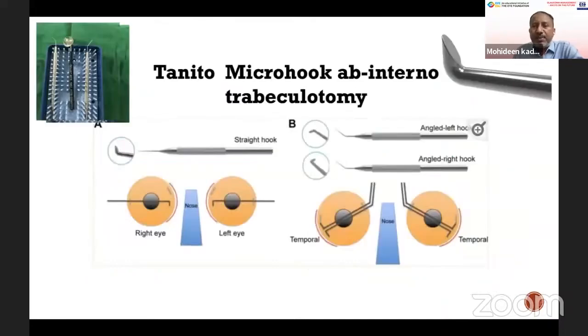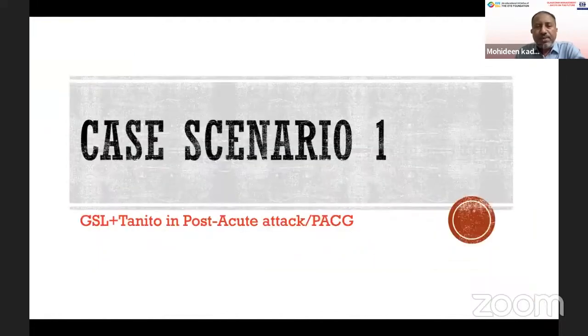With the trabeculotomy hooks, you have two hooks, one right and one left, used nicely for trabeculotomy and goniotomy, in both nasal and temporal quadrants, and also a straight needle here. I'll just show a case scenario. This is doing goniosynechialysis and trabeculotomy in a post-acute attack of PACG.